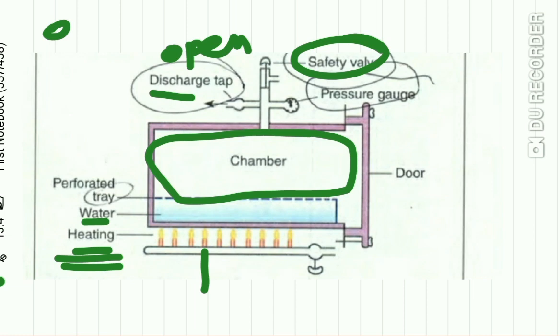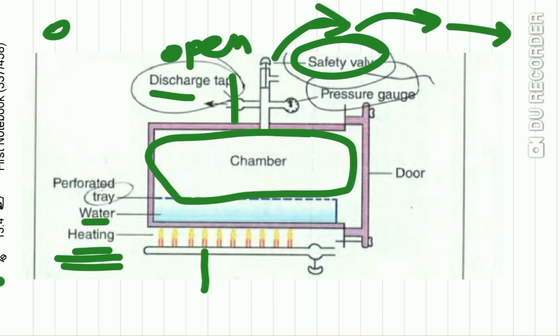Then the discharge tap is closed when the entire air has been displaced. The steam pressure rises inside, and when it reaches the desired set level of 15 lbs per square inch, the safety valve opens and the excess steam comes out. When this excess steam starts escaping, from this point the holding period of 15 minutes is counted.